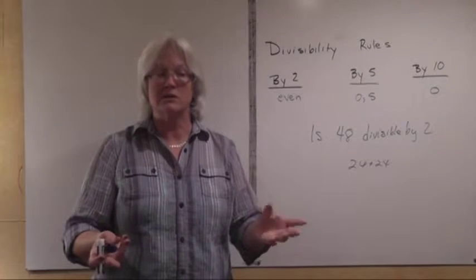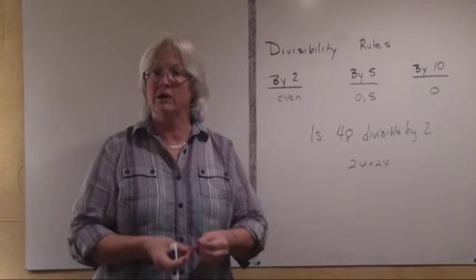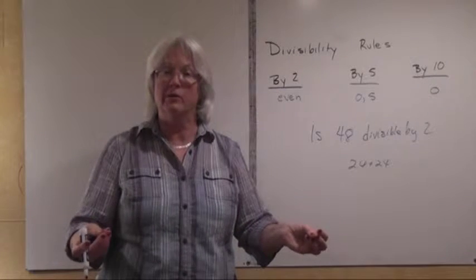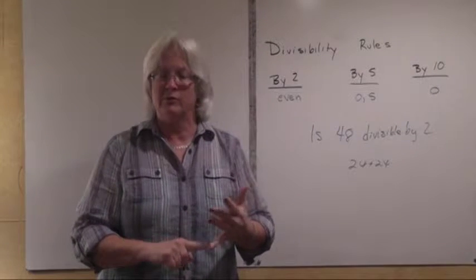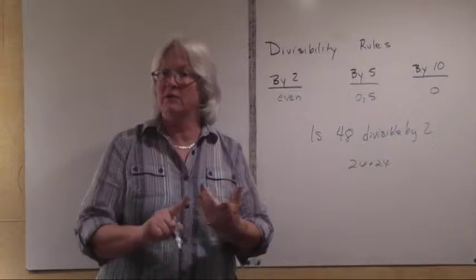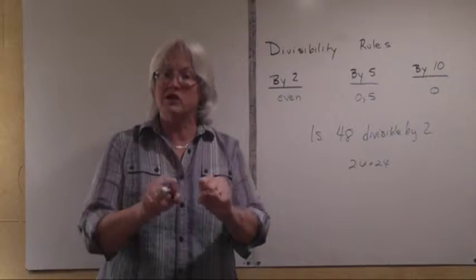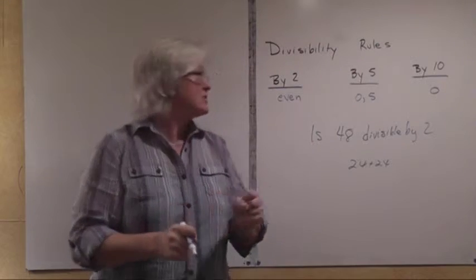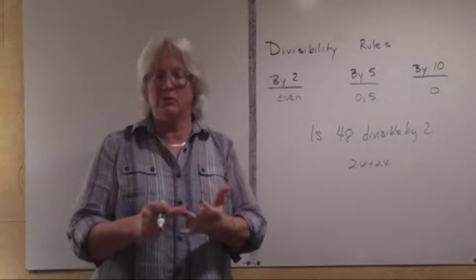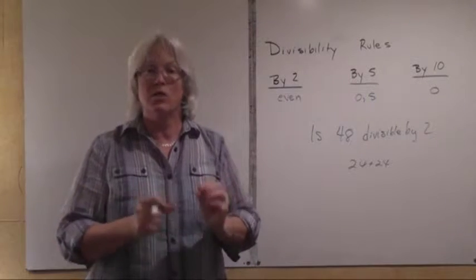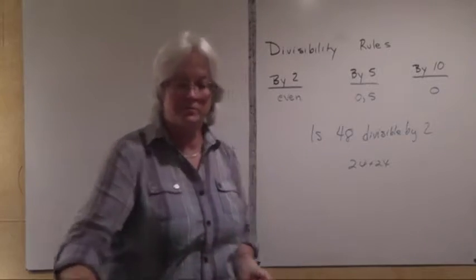If you have 4 cookies, each person gets 2. If you have 6, they each get 3. If you have 8, they each get 4. But if you have 1 cookie, 3 cookies, 5 cookies, 7 cookies, or 9 cookies, you would have 1 cookie left over that you have to break in half. So even numbers are those numbers that end in 0, 2, 4, 6, or 8.